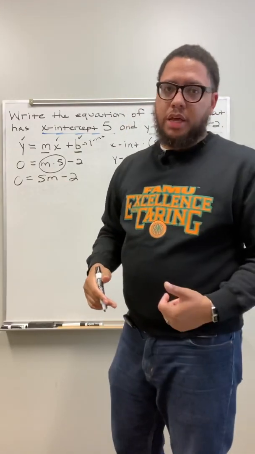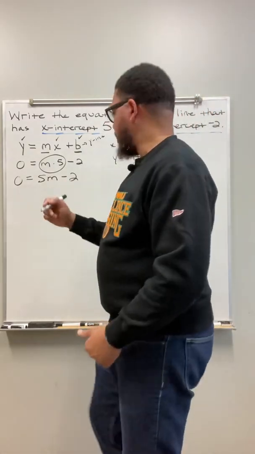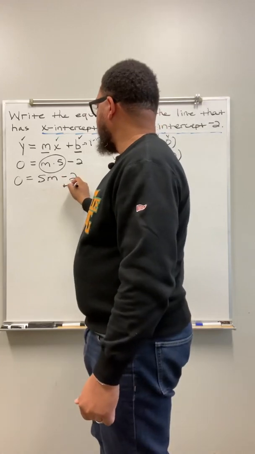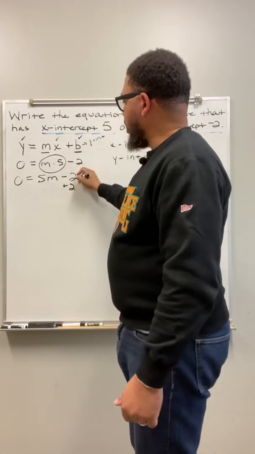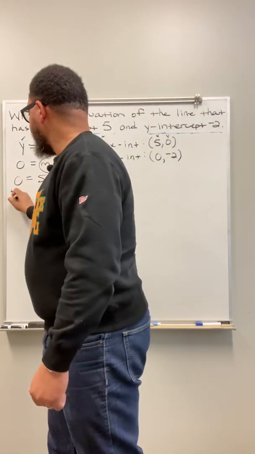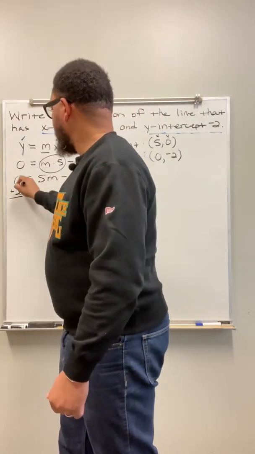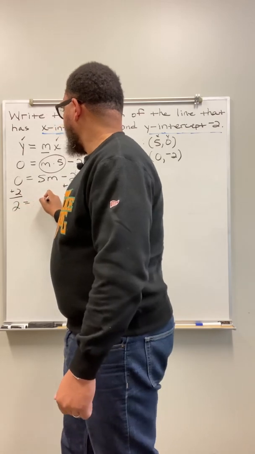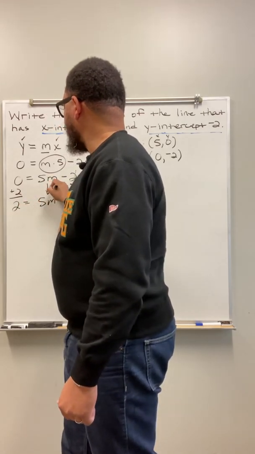How do you get rid of the -2, though? You do the opposite operation. The opposite of subtracting 2 is adding 2. And if I add 2 on the right side, I also have to add 2 on the left side. So 0 plus 2 is 2. Bring down the 5m. Just bring it straight down.